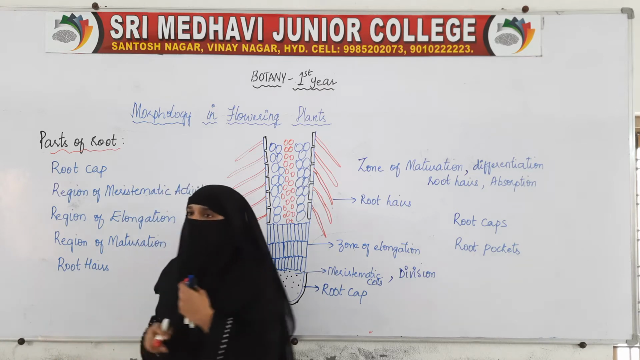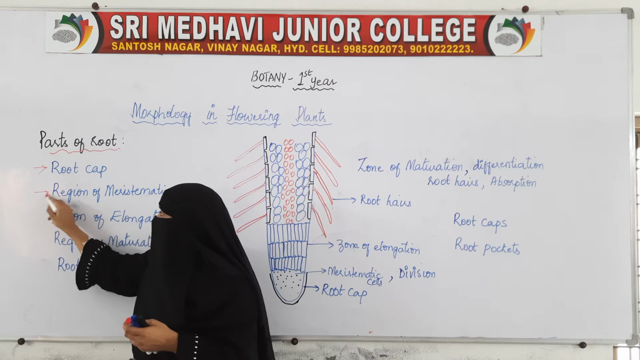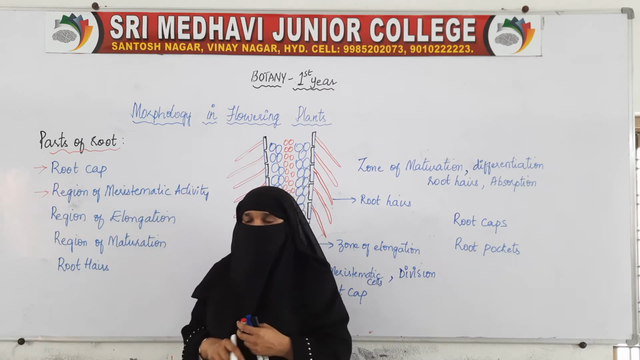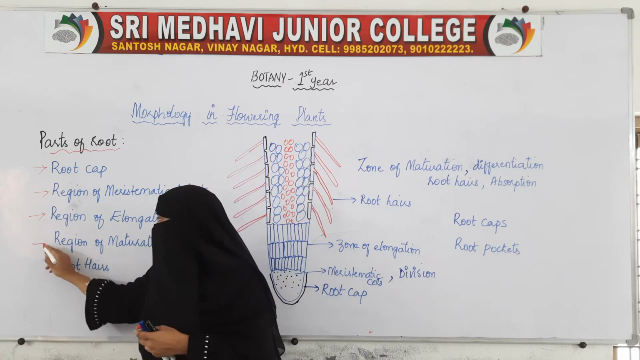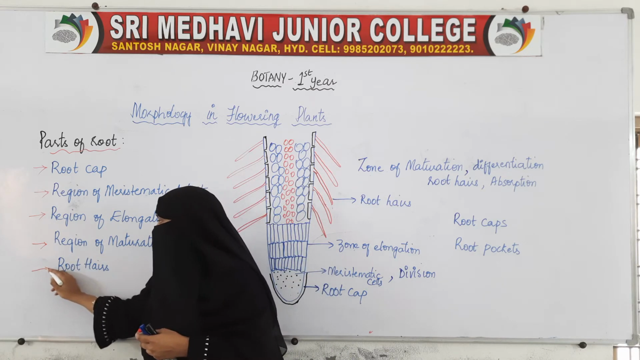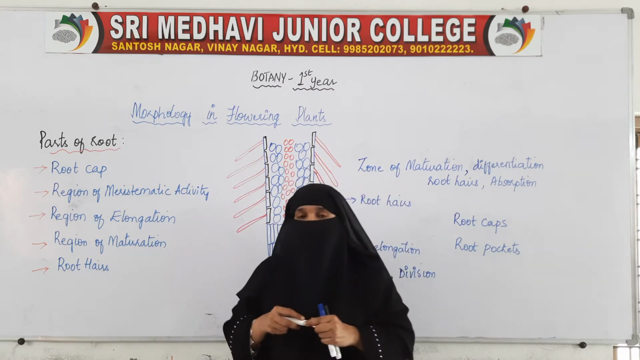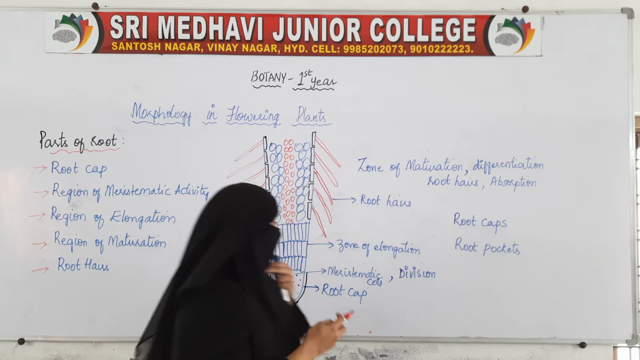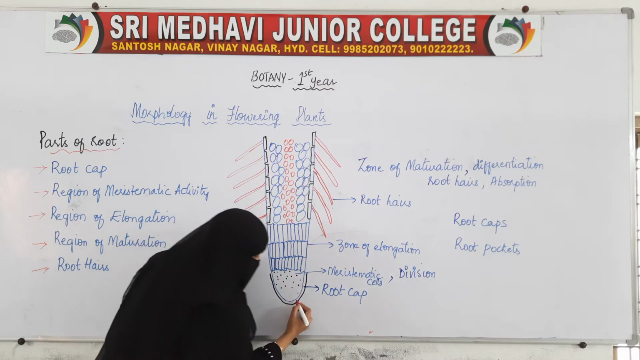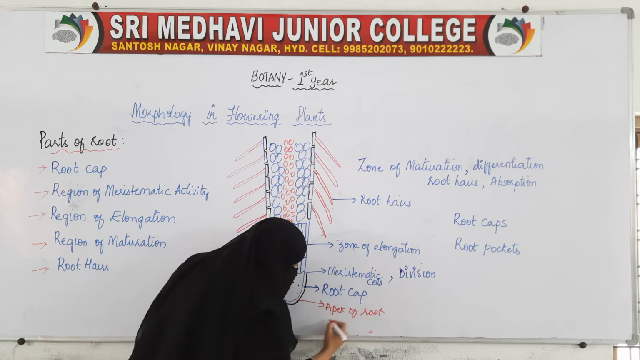Parts of the root. On the root we have the root cap, we have the region of meristematic activity, we have the region of elongation, we have the region of maturation, and we also see root hairs. These are the different parts of the roots. So coming to them one by one, the first is the root cap. This is the apex of the root, the tip of the root.